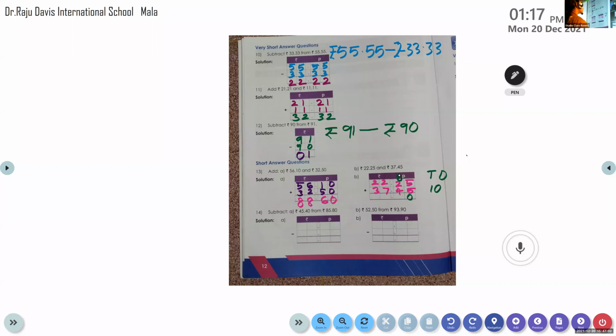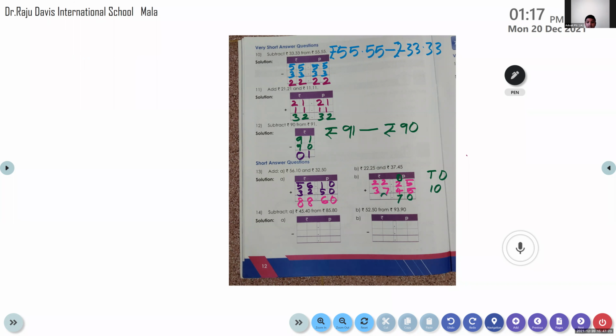3 plus 4. What is 3 plus 4? Advait. 3 plus 4. 7. So here will come 70 paise. Now we can move to rupees. 2 plus 7. What is 2 plus 7? 9.